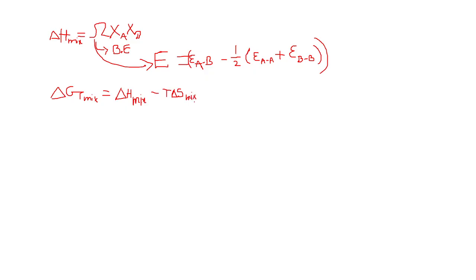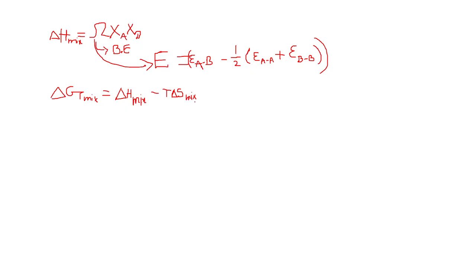Now we clearly know what delta S mix is based upon configuration entropy. So we are not considering thermal entropy, we are considering only configuration entropy, which is RT XA ln XA plus XB ln XB. Right, we derived it many times. So I hope you all know it, or if you are not familiar with it, you can refer back to previous sessions, from 2 to 4, I guess, where I have derived it many times.